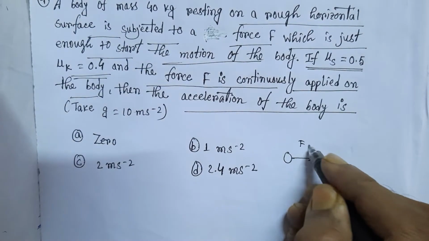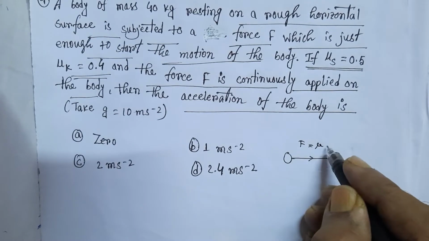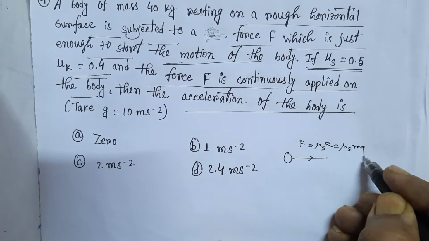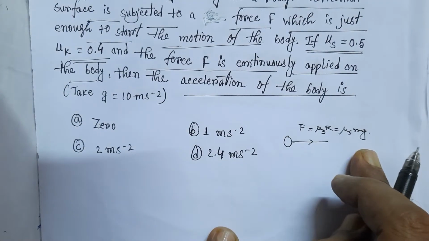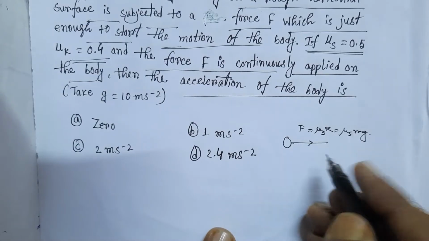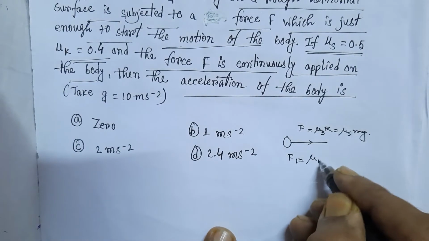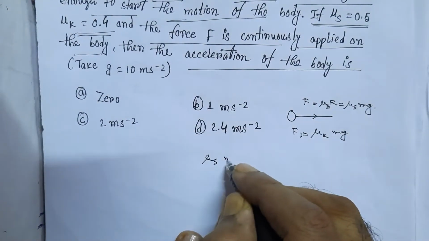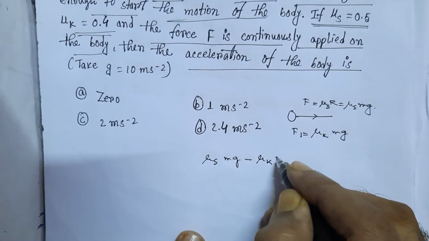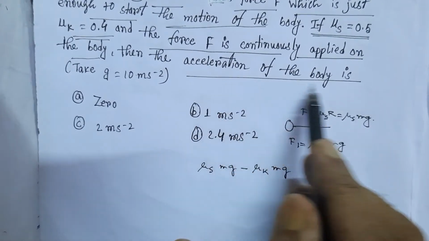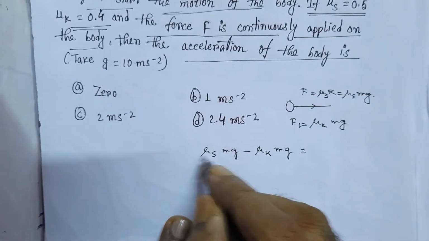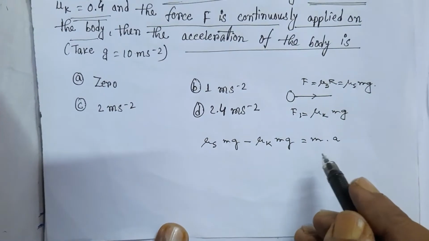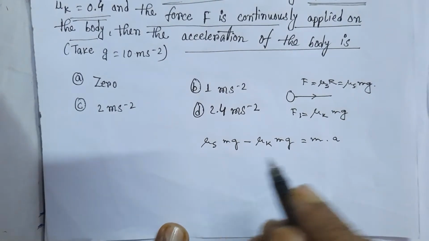That is, F equals the limiting value of static friction, mu s into R, that is mu s into mg. And this force is acting on the body. But when it is moving, the frictional force is kinetic friction, and that is mu k into mg. So the resultant force acting on the body is mu s mg minus mu k mg. You have to calculate the acceleration of the body. This resultant force equals m into a. So we have to calculate a here.